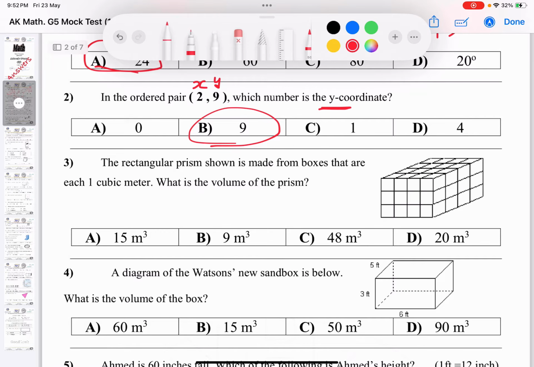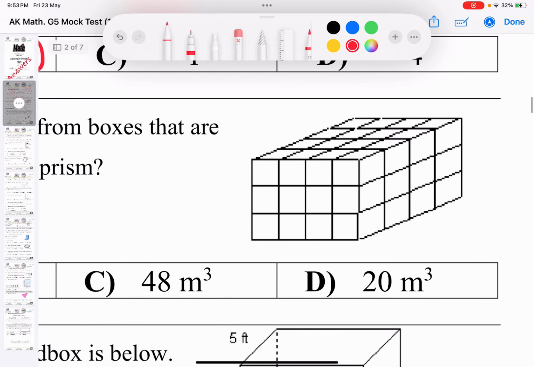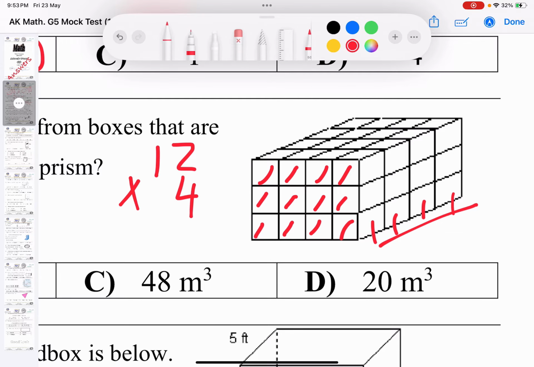Now, the rectangular prism shown is made from boxes that are each 1 cubic meter. What is the volume of the prism? We need to find the volume and we have an idea to solve it. So we have the front face multiplied by the width. The front face is how many? Count with me: 1, 2, 3, 4, 5, 6, 7, 8, 9, 10, 11, 12. So 12. How many layers? 1, 2, 3, 4. So we have here 12 multiplied by 4 equals 48. Excellent, so the answer will be C.